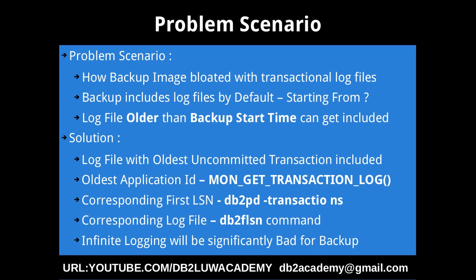What I mean by that is, if I start a backup at 9 o'clock, but there is a transaction which started at 7 o'clock and did not commit, the backup will include all those log files from 7 o'clock. So 2 hours of log files will be there, plus whatever log files are there after the backup starts until completion. So all these things will be included. That is what I mean by the backup image getting bloated with transactional log files.